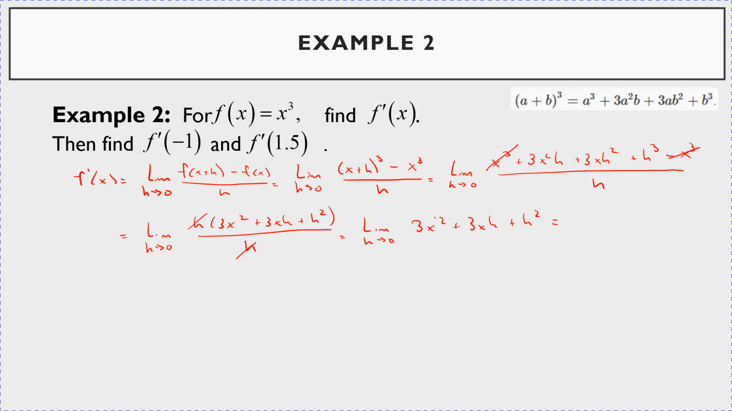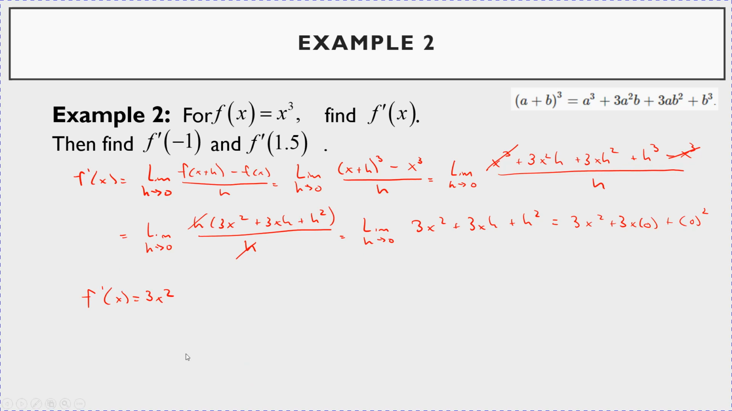As h goes to 0, nothing happens to the 3x squared. Plus 3x, you can just plug 0 in for h. Plus 0 squared. Well, look, this goes to 0, this goes to 0. And f prime of x here is just equal to 3x squared.